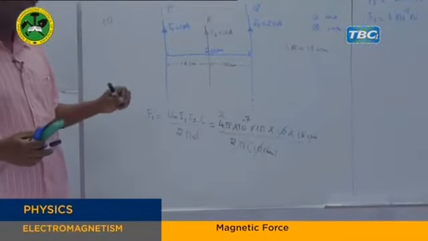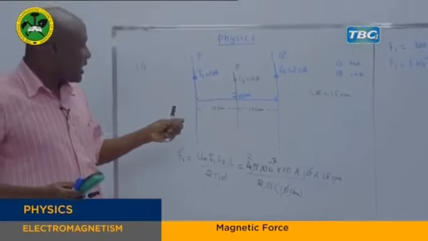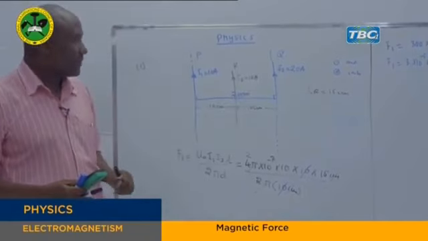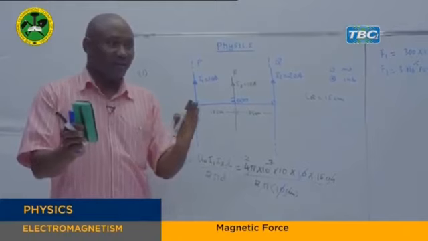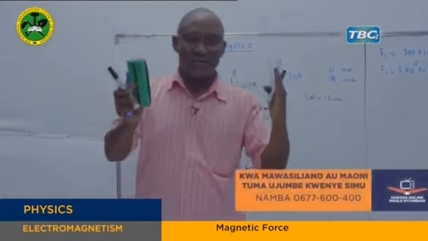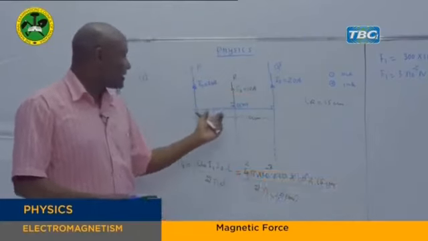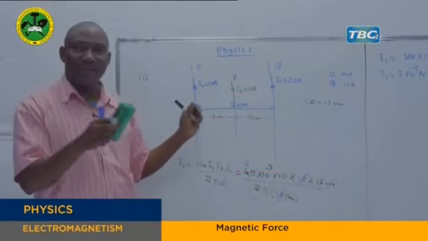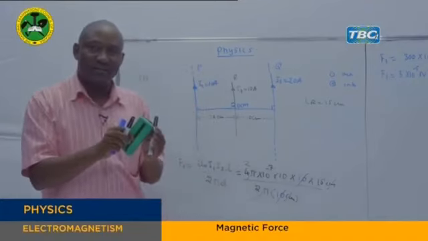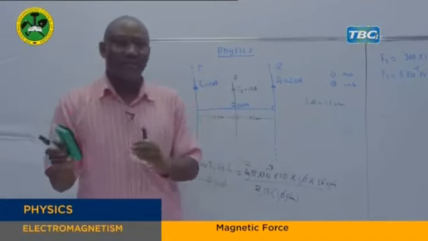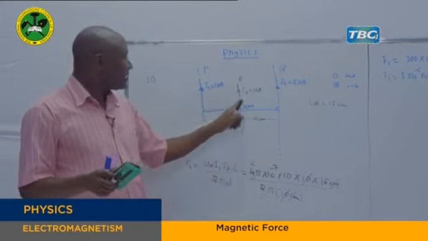Now, we are talking about the force. Because there are two forces here, let's see where this force is acting. We have seen that when you have two parallel wires carrying current, if the currents are flowing in the same direction, you can see the current is in the same direction. If you remember the principle of the current, we said like currents attract and unlike currents repel each other. So these two wires are parallel and they are carrying current in the same direction.